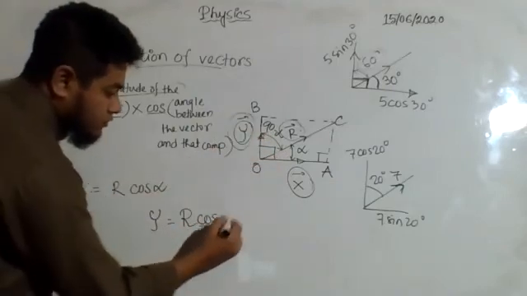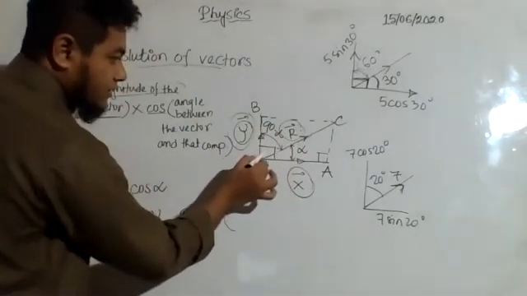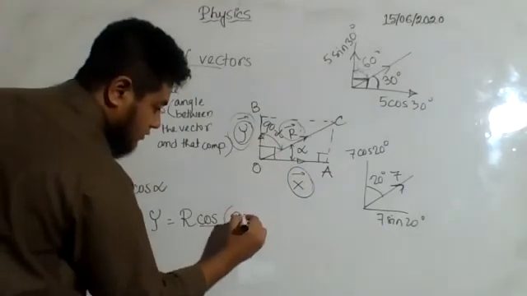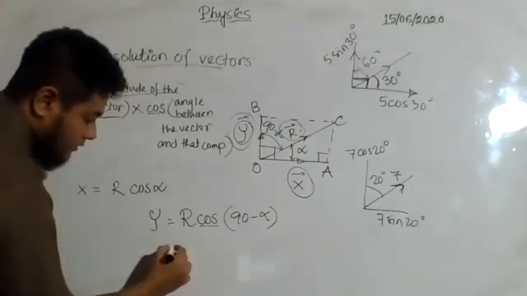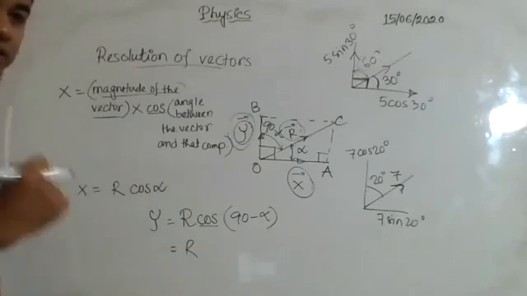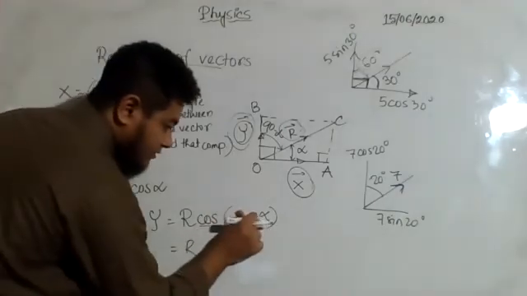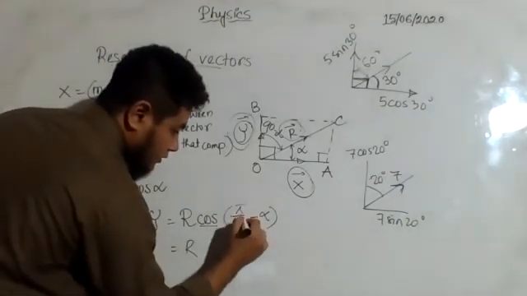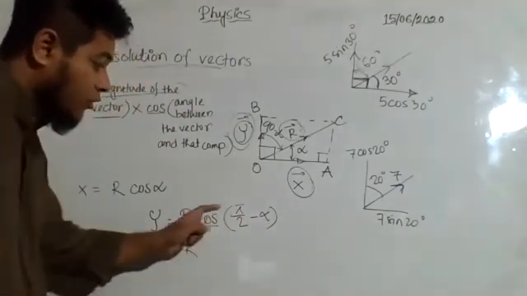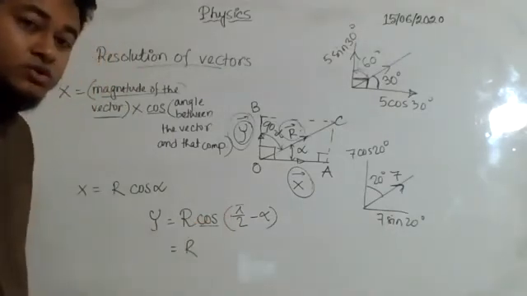Now after cos, what I should be writing? The angle between this component and the vector, which is 90 minus alpha. So cos 90 minus alpha. Now if you remember in grade 10 higher math trigonometry, we studied this, right? 90 can be written as pi by 2. So we have the odd multiple of pi by 2. So if you have odd multiple of pi by 2, what I should be writing?